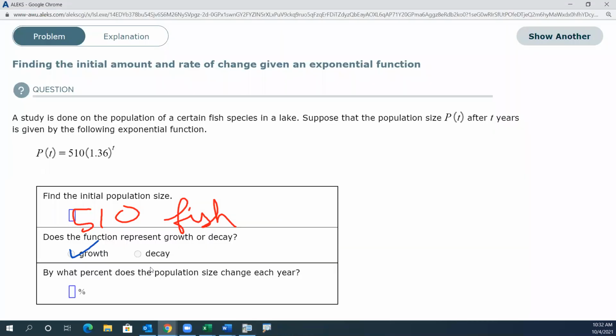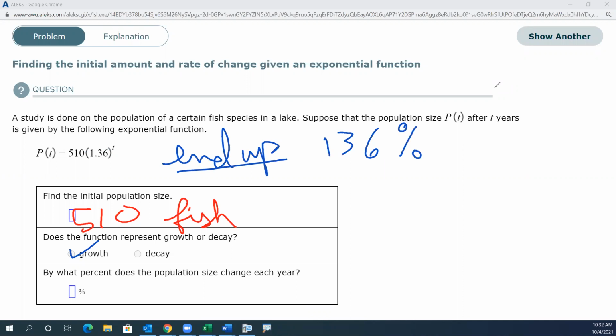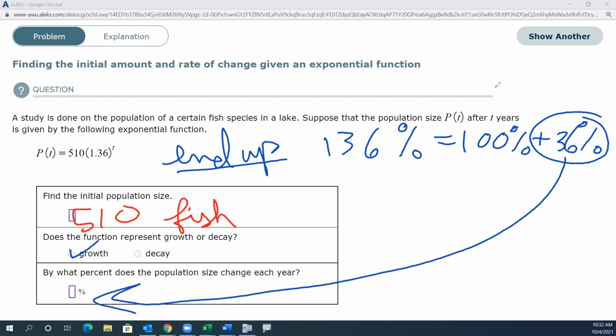So by what percent does the population size change each year? Well, remember the base of the exponent tells you how fast things are growing. That means that every year you end up with 136% of what you started with, in other words, the 100% that you already had plus another 36%. So you increase by 36%. That would be your answer.